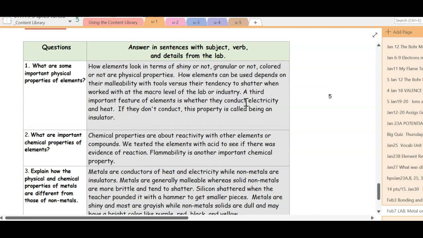Now, what are some important physical properties of elements? How elements look in terms of shiny or not, granular or not, colored or not, are physical properties. How elements can be used depends on their malleability with tools versus their tendency to shatter when worked with. All right, so in industry or in the lab. A third important feature of elements is whether they conduct electricity and heat. If they don't conduct, the element is an insulator. All right, it has insulative properties.